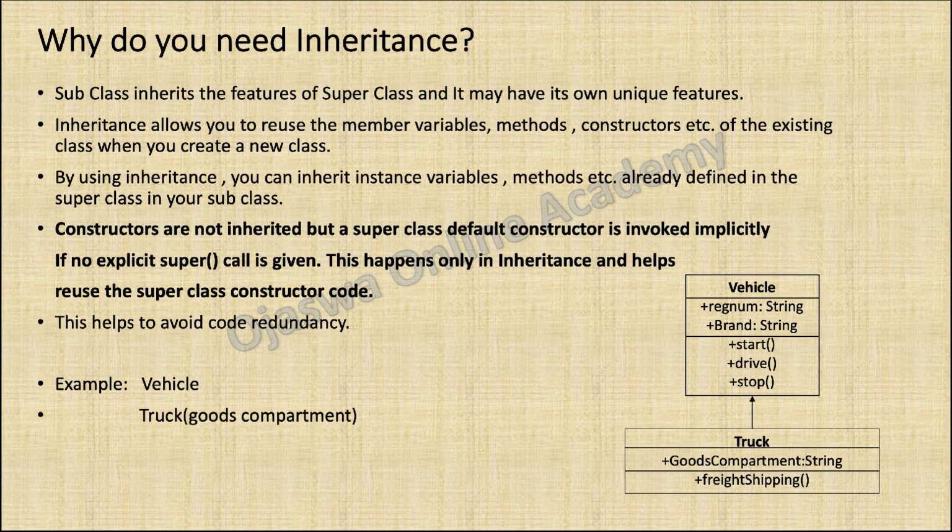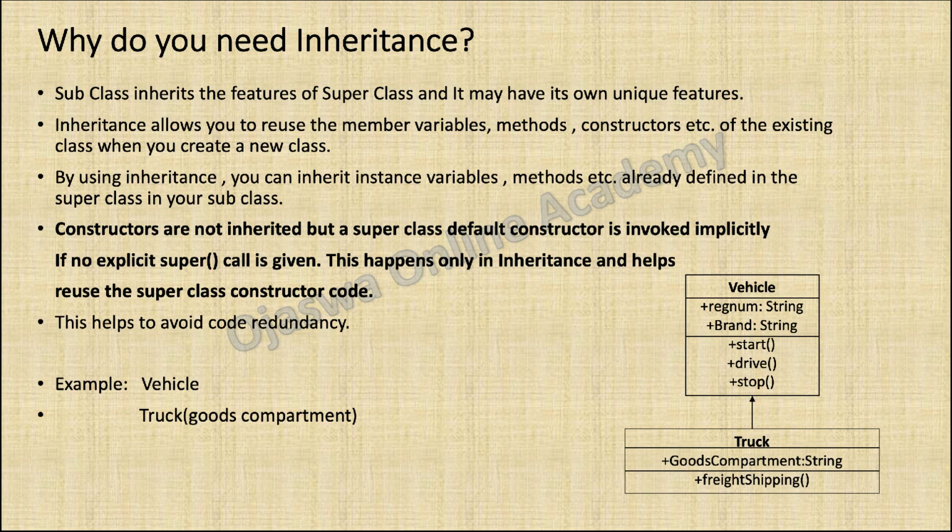So in such a scenario, you can include all the features of the existing vehicle. Also, you can add new features such as a goods compartment that a client specifically needs. This is called inheritance. The new vehicle, truck, inherits the features of the existing vehicle. Also, it has its own unique features such as the goods compartment, and its own unique tasks such as freight shipping.